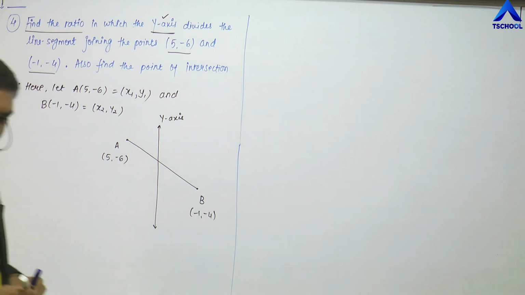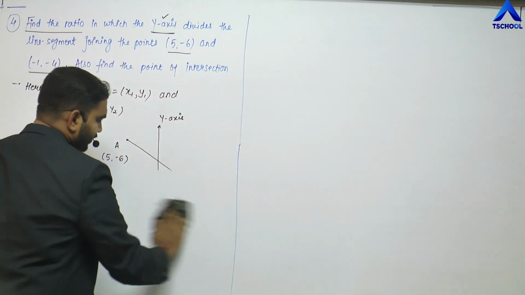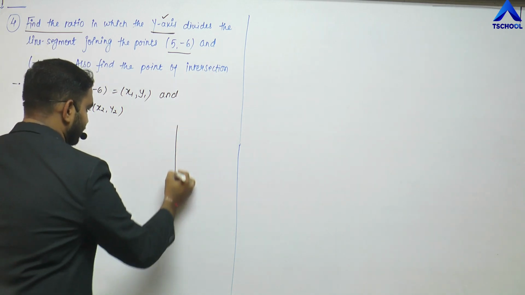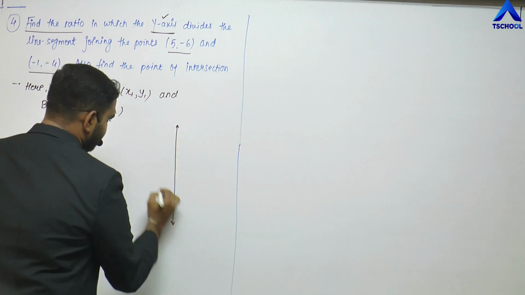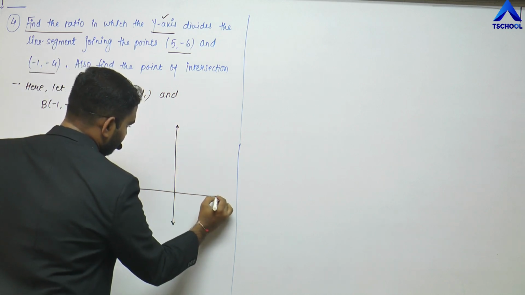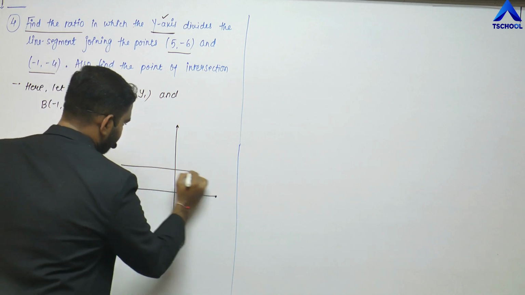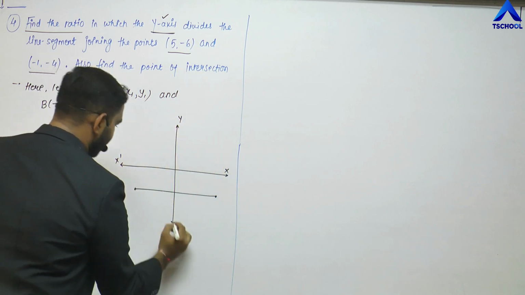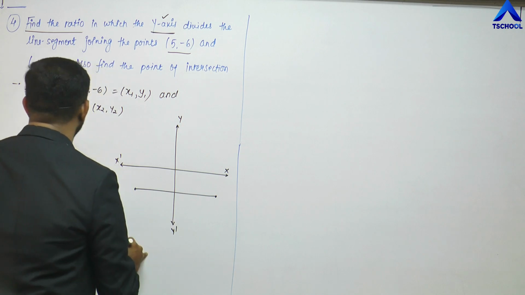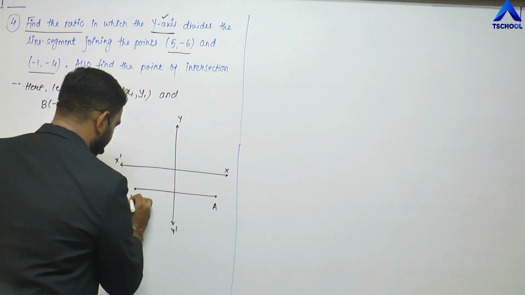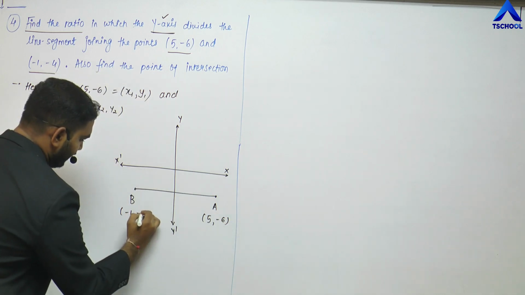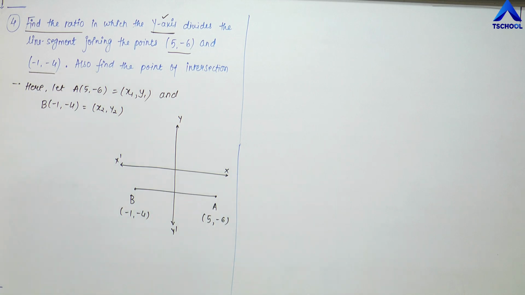Yes or no? If we want to locate this perfectly on the Cartesian plane, it is like this. This is my y-axis, this is my line segment, and this will be our x-axis. So that is your x, y, x dash and y dash. This is A and this will be your B, which are (5, -6) and (-1, -4). So this is the perfect graph that this question suggests.